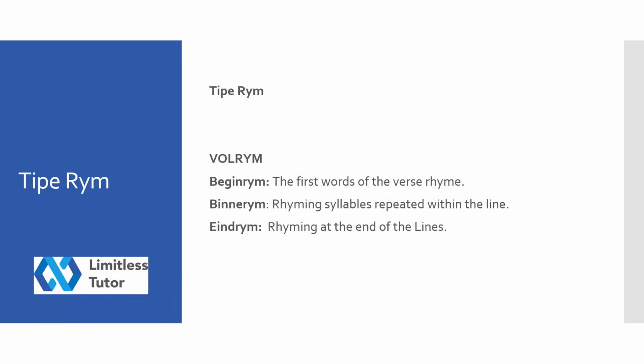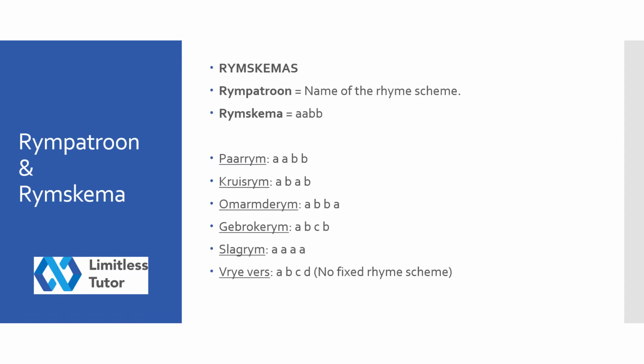Oct-8. Okay, tipes rym, we have volrym. So beginrym is the first words of the verse rhyme. Binnerym means rhyming syllables within its own line. Okay, that's a line that has rhyming in it. Okay, and then eindrym is the normal rhyme that we always see where the end of the line rhymes with the next line.